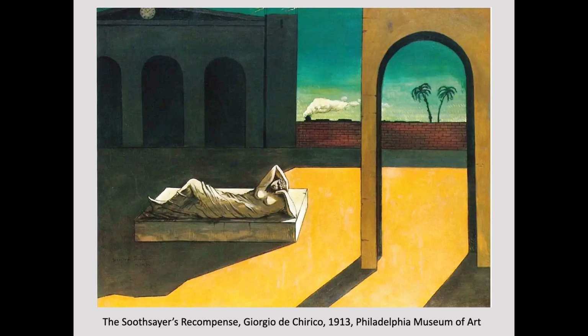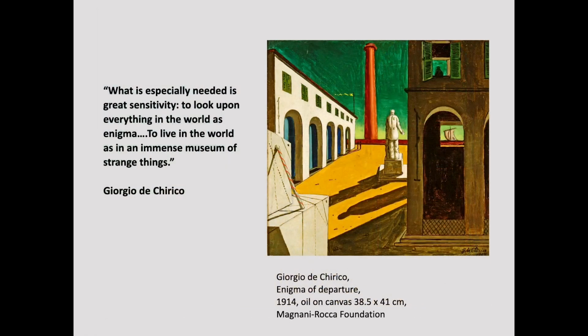The Mystery and Melancholy of a Street is another one. Here's a great quote from de Chirico. What is especially needed is great sensitivity to look upon everything in the world as enigma, to live in the world as in an immense museum of strange things. So I think when you start looking at situations, you start looking at environments, maybe a little more subjectively, at least I do, I start to get inspiration. I find inspiration in the strangest places. I mentioned when I had our daughter, walking around or driving around or just seeing something or being open to the everyday. So I'm not waiting to force the issue, but I'm actually open to anything that moves me, really.